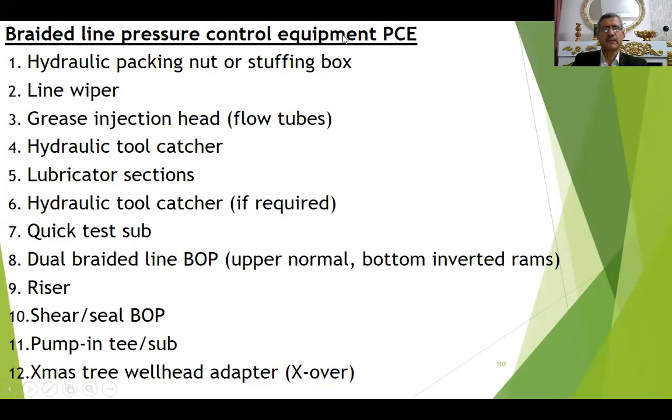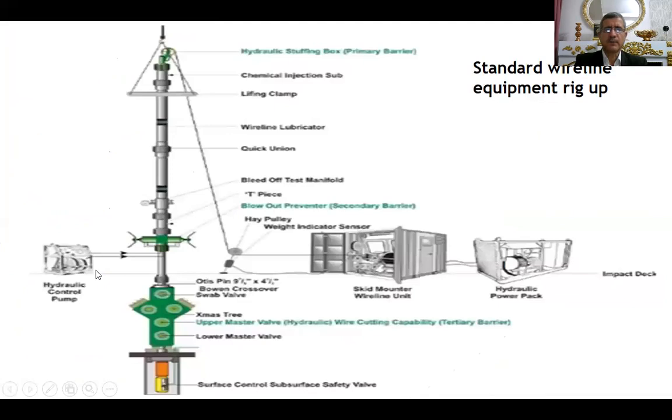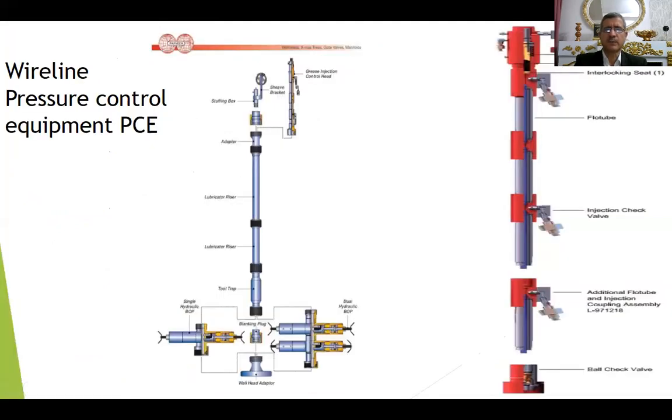Braided line pressure control equipment is very similar to slickline with some changes. Here in slickline we have the stuffing box, while in braided line and electric line we have the grease injection head. This is the rig up of slickline. This is the pressure control equipment for braided line and electric line, with the grease injection head.